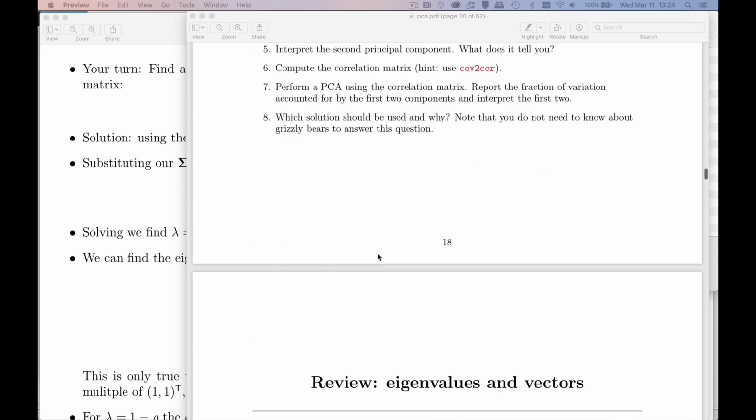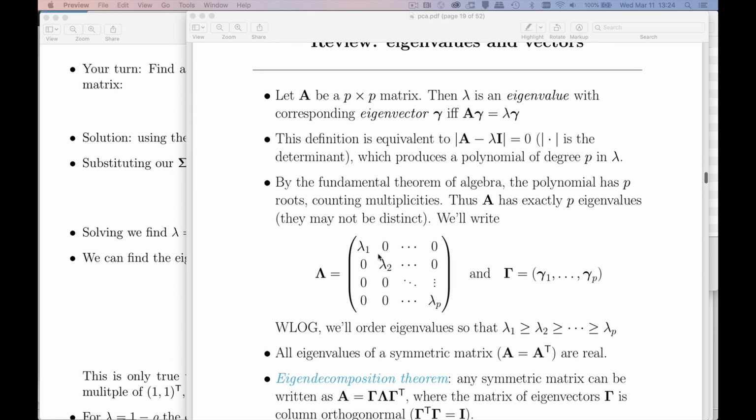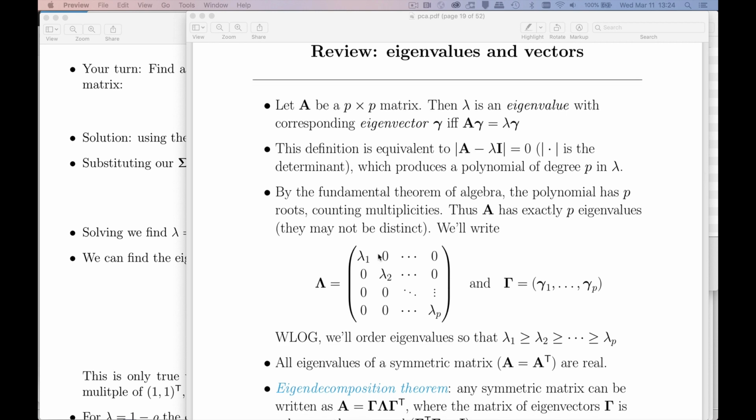All right, so let's go back to the slide where I actually define this stuff. This is meant to be a review of linear algebra, so I'm going to go fast. You should go back to a linear algebra book for a more thorough treatment. But this hits the main points we need for principal components analysis.